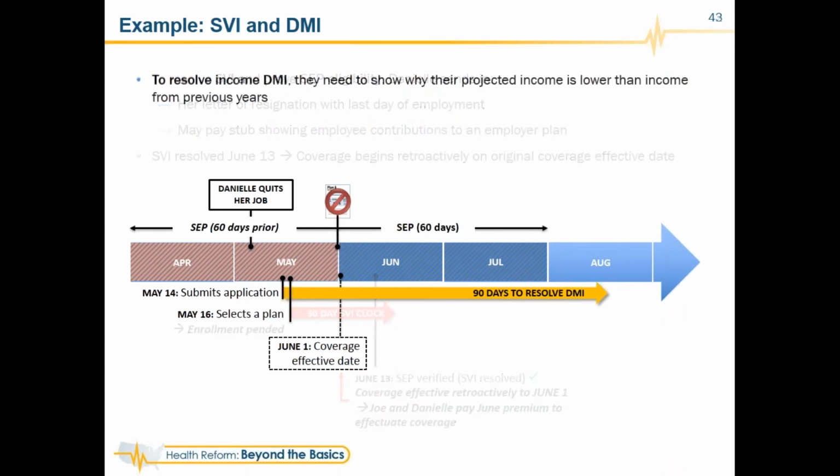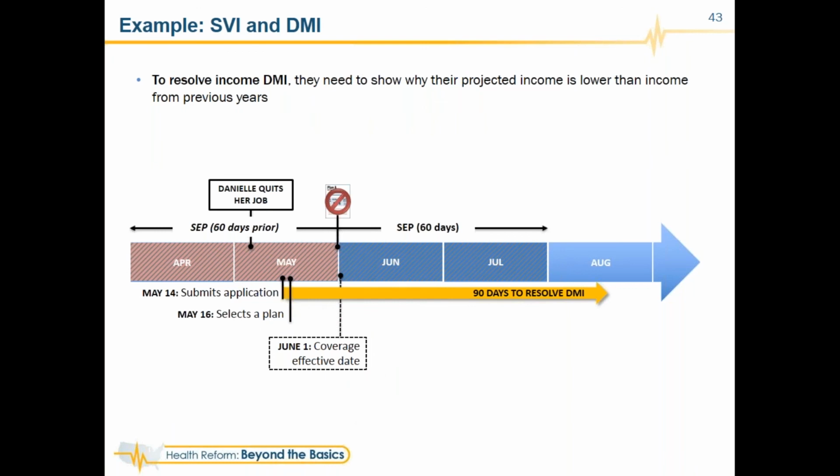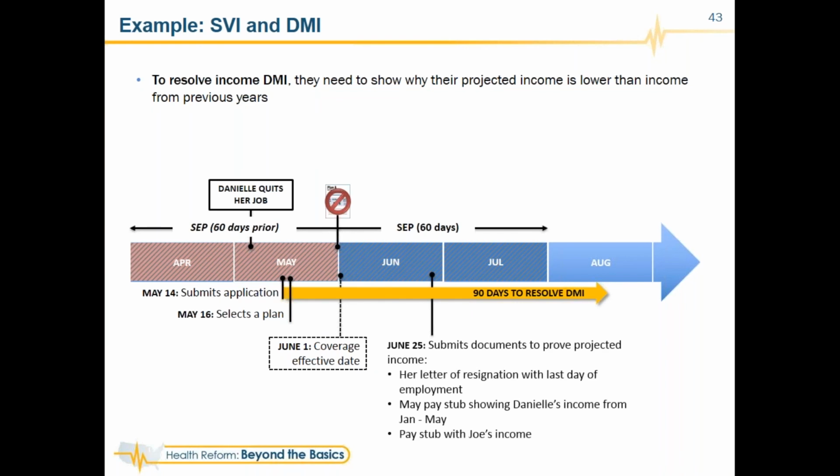So now let's look at the resolution for their DMI. Later in June, they submit several documents. They again submit Danielle's letter of resignation with her last day of employment, and they also turn in a few pay stubs showing Danielle's income from January through May. They also submit a pay stub with Joe's income, his most recent pay stub with his income from June.